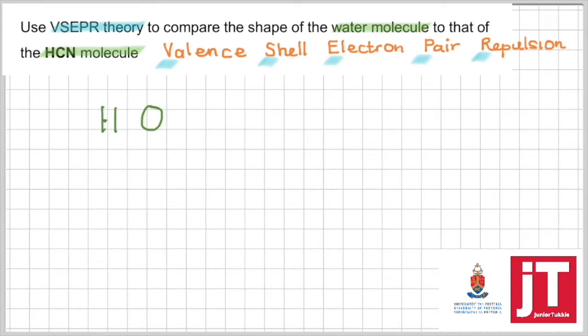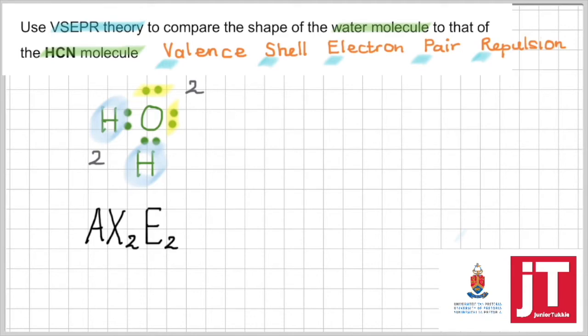We start off by drawing the Lewis diagram for H2O. We notice that on the central atom, which in this case is oxygen, there are two lone pairs. There are two terminal atoms in the water molecule. And using this information, we can complete the general formula, which becomes AX2E2. And this tells us that the water molecule has an angular or bent shape.